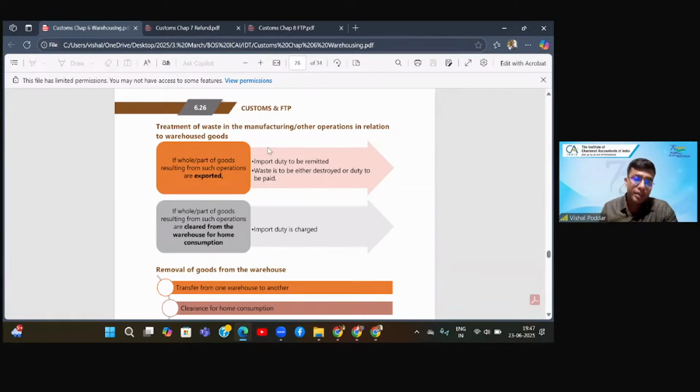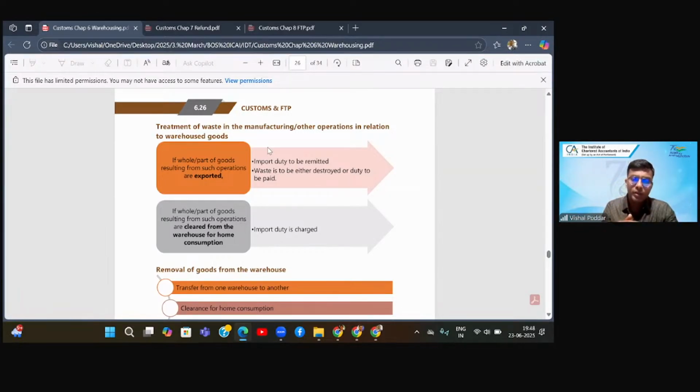In that manufacturing facility, under the provisions of section 65, you are now doing the manufacturing process. In this manufacturing process, you are converting that fabric into garment. When you are doing this, there would be some waste coming out in this process, which is very common. From any manufacturing, you will have waste. Once you have waste, what is the treatment of waste? That is what is important.